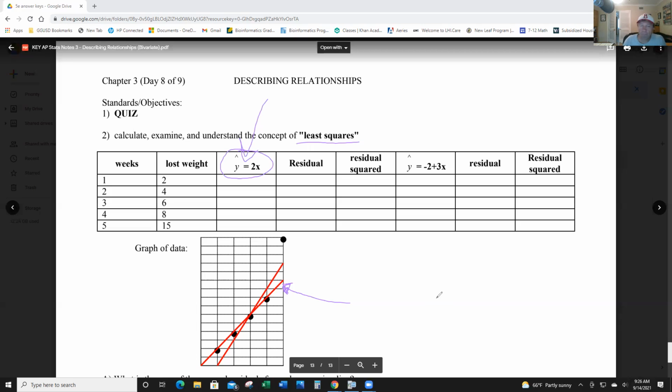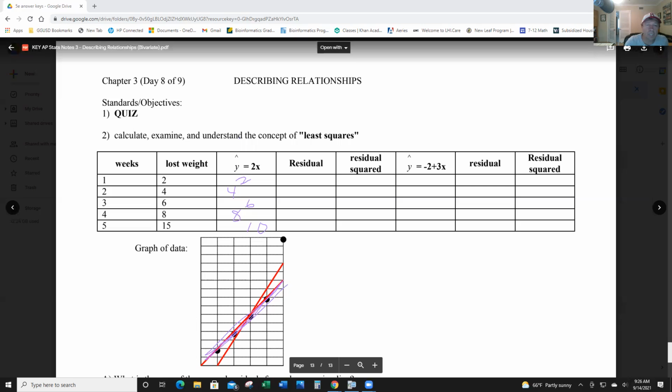So what I'm going to do is get all the residuals for the y equals 2x line. So it's pretty simple to do. And again, let me highlight this line right there. It's that red one right there. Okay. So if I put 1 in for this equation, I'm going to get a prediction of 2. If I put 2 in, I'll get 4. If I put 3 in, I'll get 6. If I put 4 in, I'll get 8. And if I put 5 in, I'll get 10. The first 4 points hit the points exactly.